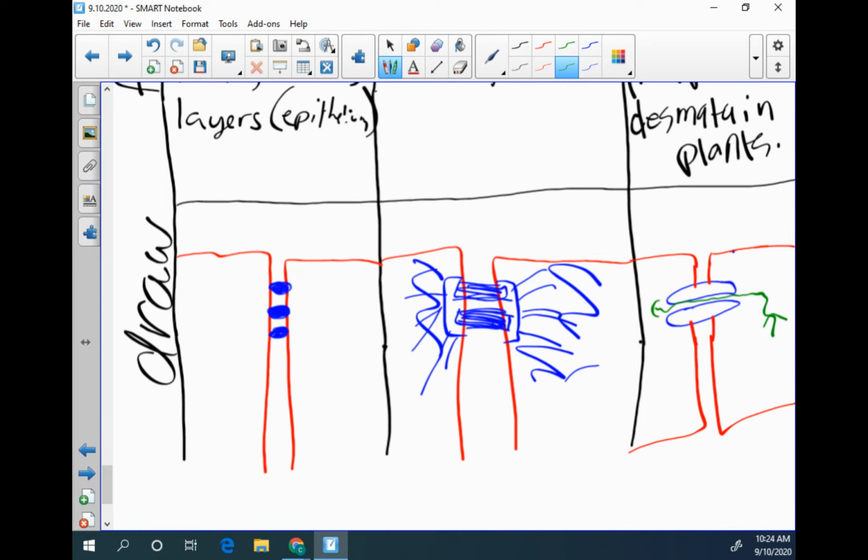Does anybody have any questions about cell junctions? I know that was a lot all at once. I do not believe there is an exit ticket, but I will check. That is semester 2. I don't want semester 2. There is not an exit ticket today. You are all good.